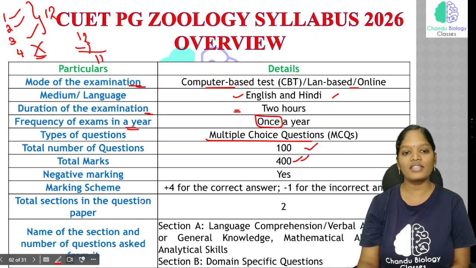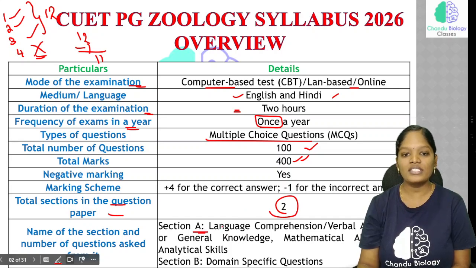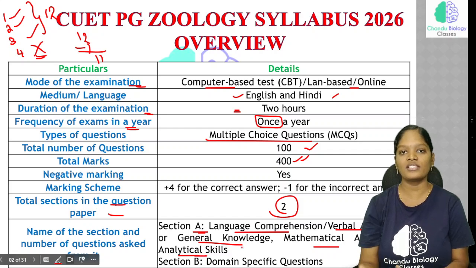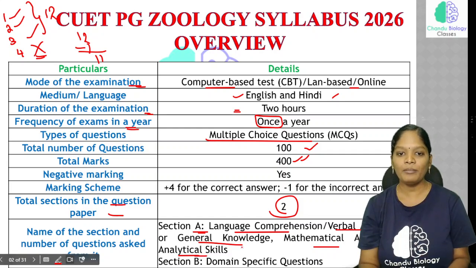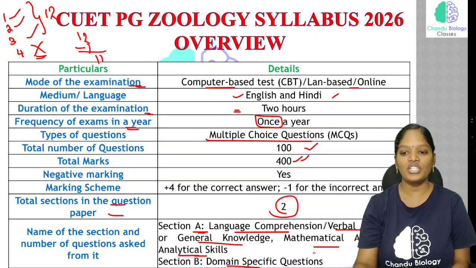The total number of sections in the question paper will be 2: section A and section B. Section A consists of language comprehension, verbal ability or general knowledge questions, mathematical ability and analytical skills. Section B is our major subject, with domain specific questions. For example, our zoology questions will be coming in section B.